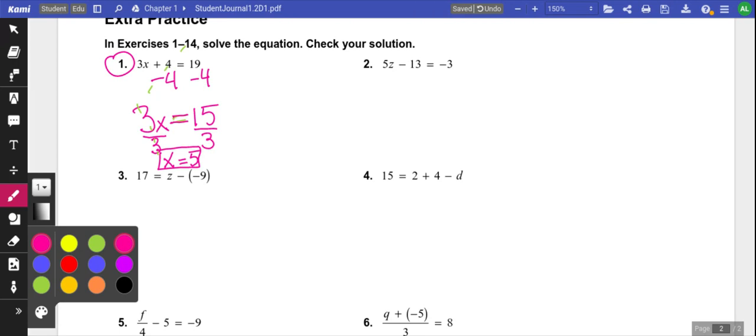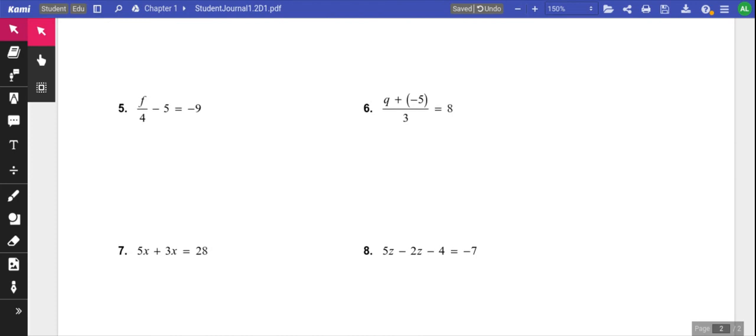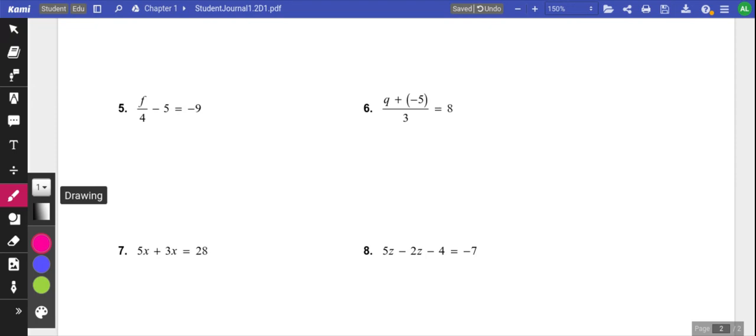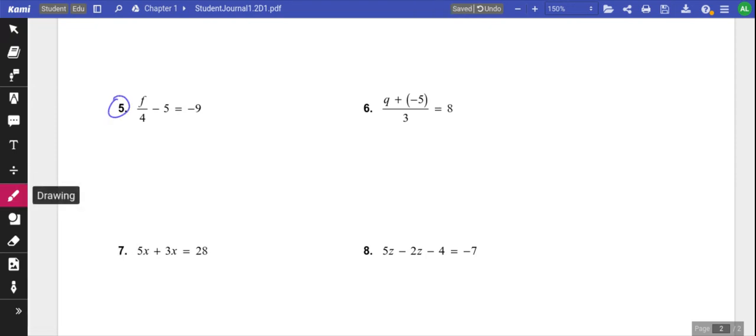All right, and then over here, let's look at number 5 and number 6, because they're similar, but we solve them a little bit differently. Okay, so in each one we have our variables being divided by something, and we're also adding or subtracting a value. But let's look at number 5 first.